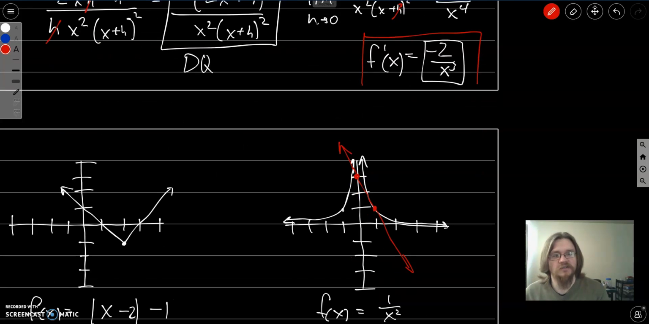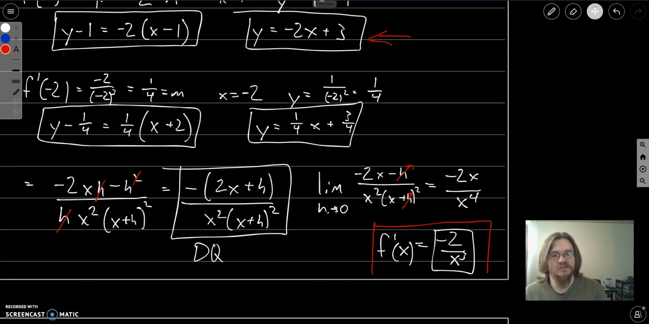If we draw the other line, at x is equal to -2, our line looks something a little bit more like this. And again here, our y-intercept should be a little bit less than 1, which we have 3/4. Again, we have a positive slope for this one and a negative slope for the other.